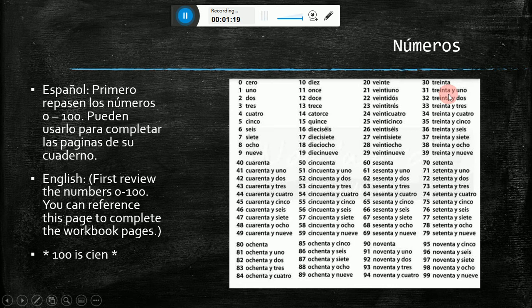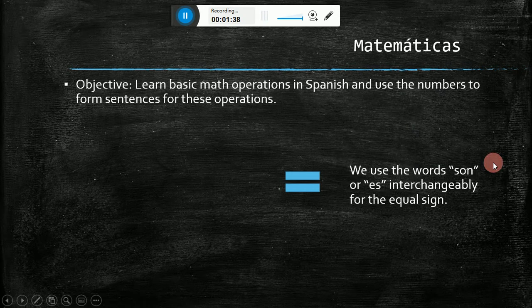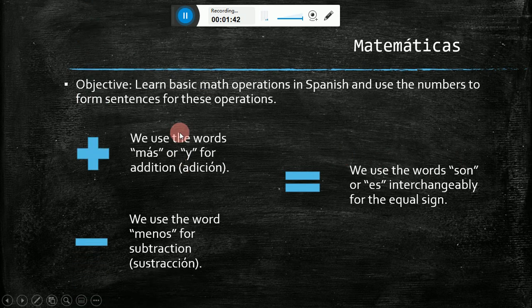So 30 y uno is 31, which means 30 and 1. Okay, remember up until this point, we have used the word y for and then also here in numbers for segmenting the numbers. So I say that because we're going to learn another way to use y in Spanish.